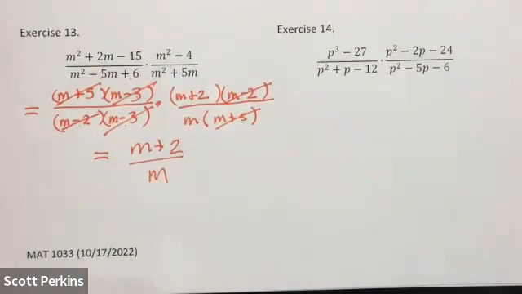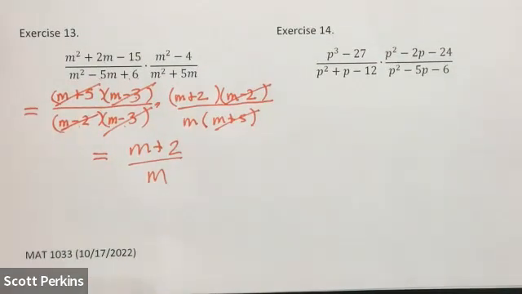And again, resist the temptation I know we all have to cancel out those m's because the one in the top is linked with the 2. They go together. When things are added or subtracted, it's all or nothing.